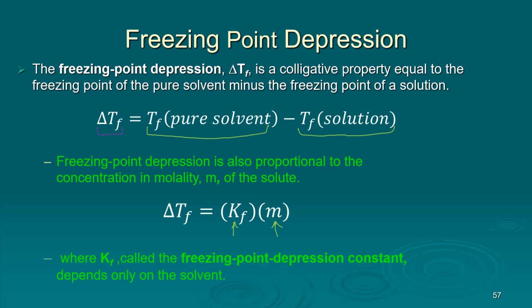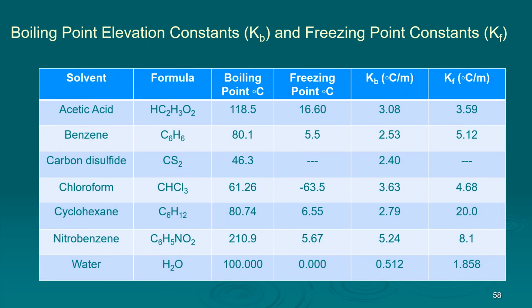So same idea, you can do the same thing. So I think I've got an example. Here again we had the boiling point and the boiling point constant, and then we have the freezing point and the freezing point constant. So again, if you're talking about water, pure water freezes at 0 degrees, but if you put something in there, salt or sugar or something like that, it will freeze below 0. It will decrease, and the Kf for water is 1.858.